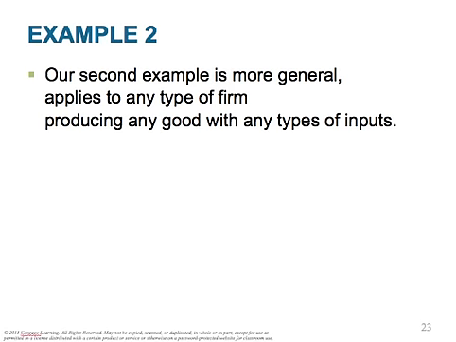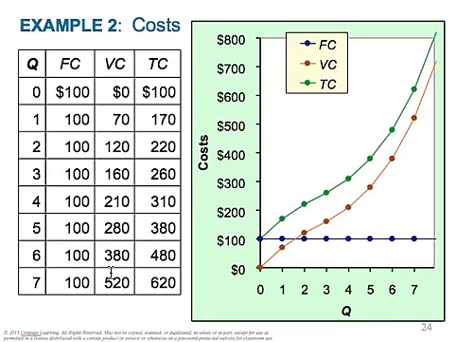So let's take a look at a second example, which is more general and applies to any type of firm, producing any type of good or with any type of input. So this is kind of a broad example in part 2. Now, here's the quantities we're producing. We have a fixed cost of $100. This is a very generic example.